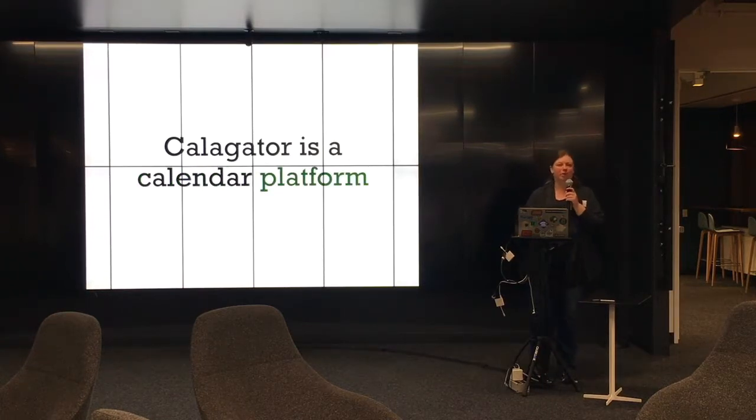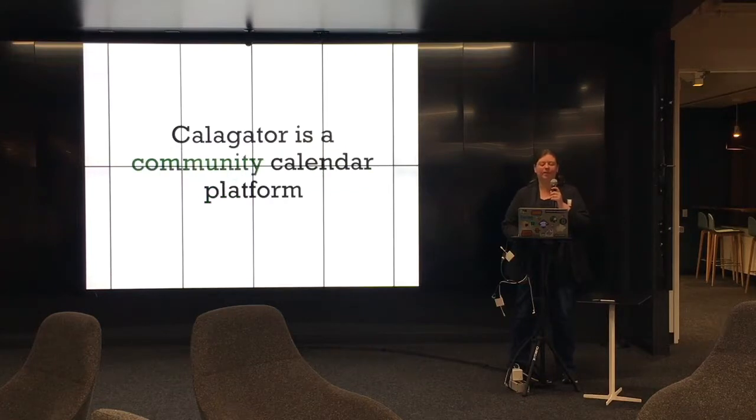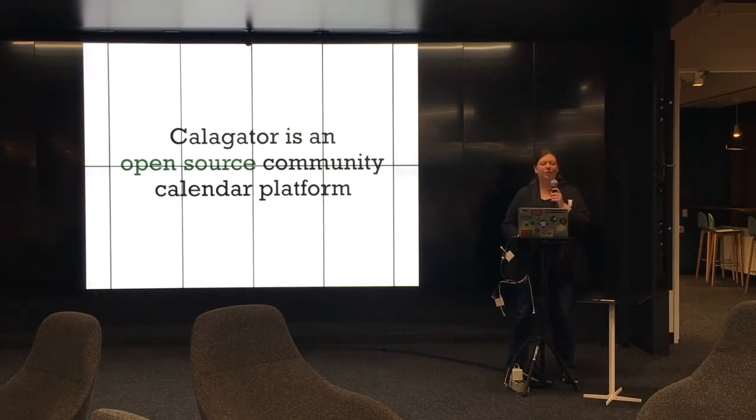Calagator is also a calendar platform, which is to say that a lot of different kinds of events are on there from different sources. Calagator is a community calendar platform. You may have noticed that there are a lot of different kinds of communities that host their events on here. Calagator is also an open source community calendar platform. What that means is that our code is freely available and that we have licensed it under an open source license.